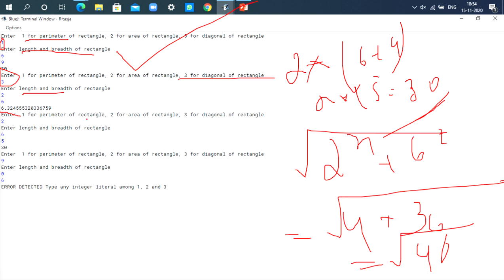Next, I entered 2 for area. It asked us to enter the length and breadth. I entered 6 and 5. That is 6 into 5. What is 6 into 5? 30. So they gave us 30.